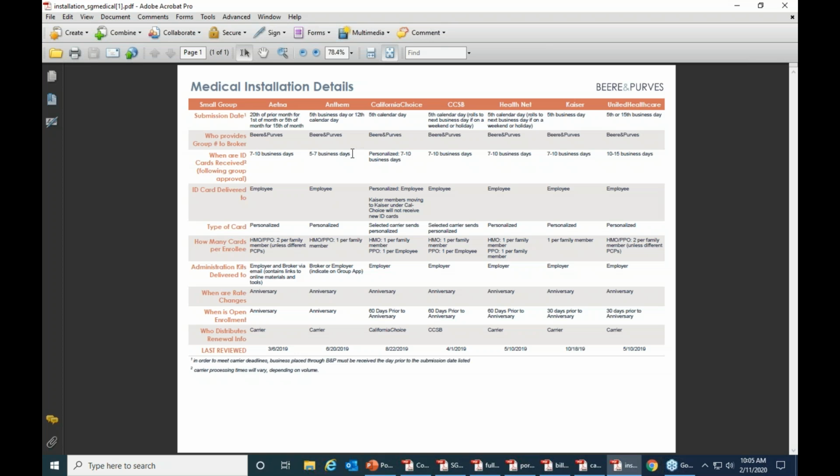When you are asked, when can we expect the ID cards? This will share with you exactly when you can expect them. Anthem, 5 to 7 days after the approval. So this is a good reference to manage expectations for the group. In the fourth quarter, please pad these timeframes a little bit, because as we all know, things take a little bit longer in the fourth quarter.